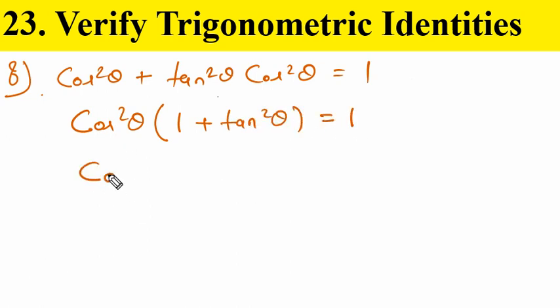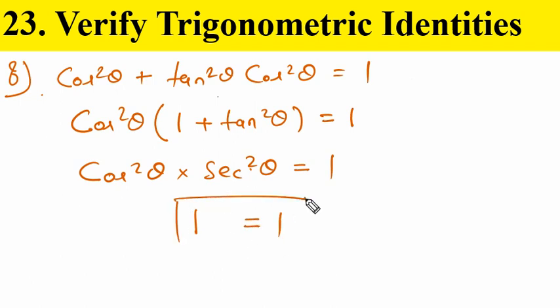Now cos square theta will remain the same, and we know 1 plus tan square theta is secant square theta, or you call it sec square theta. If you multiply cos and secant, because they are opposite, they will cancel out and give 1. So 1 equal 1.